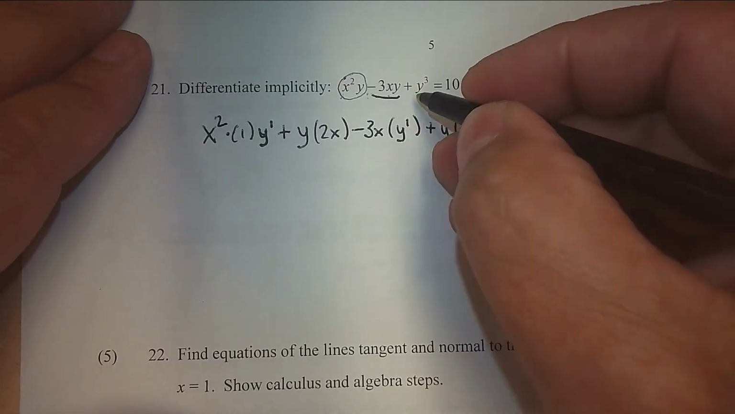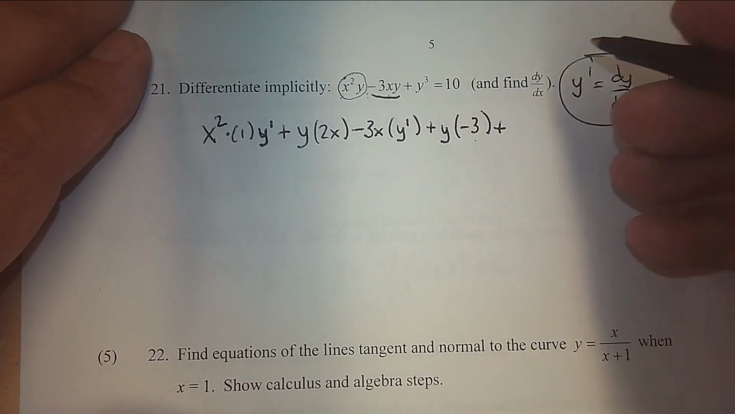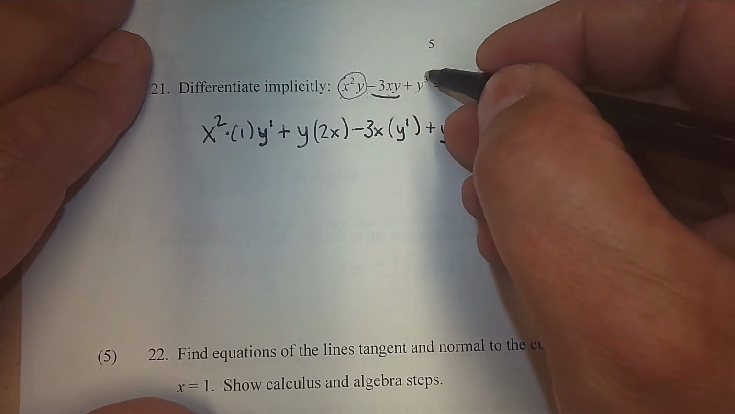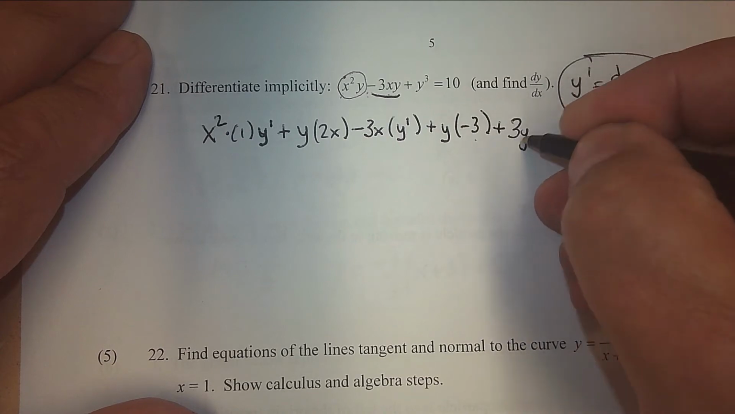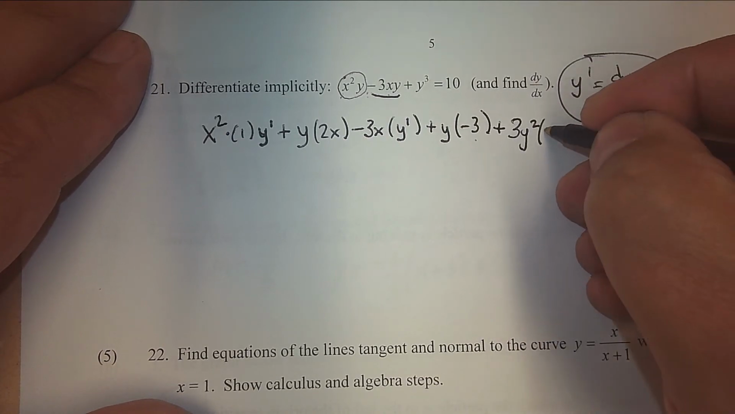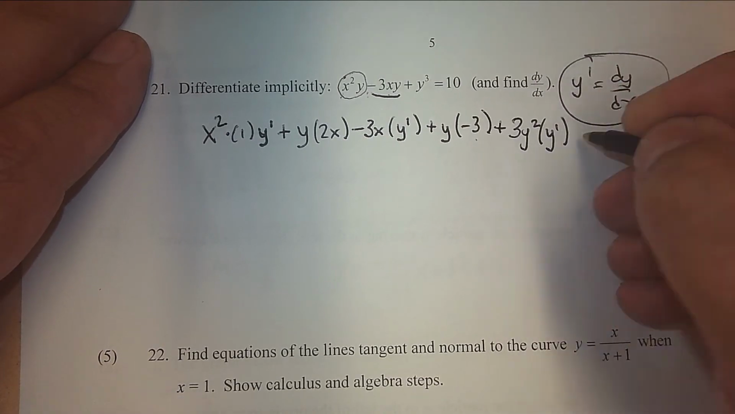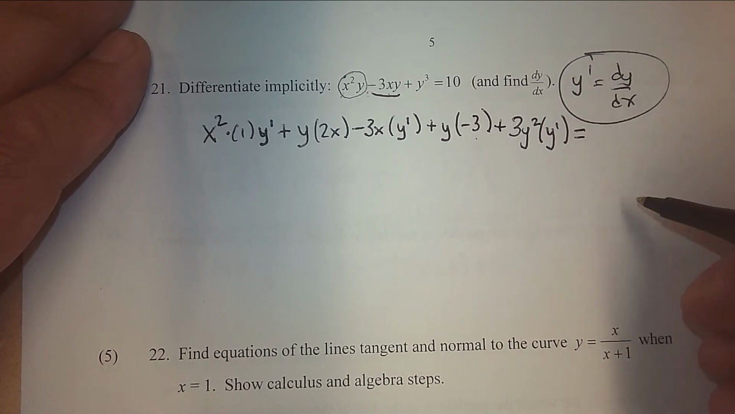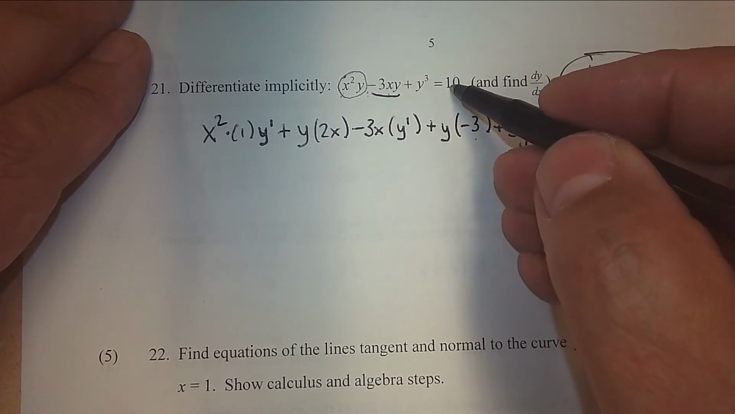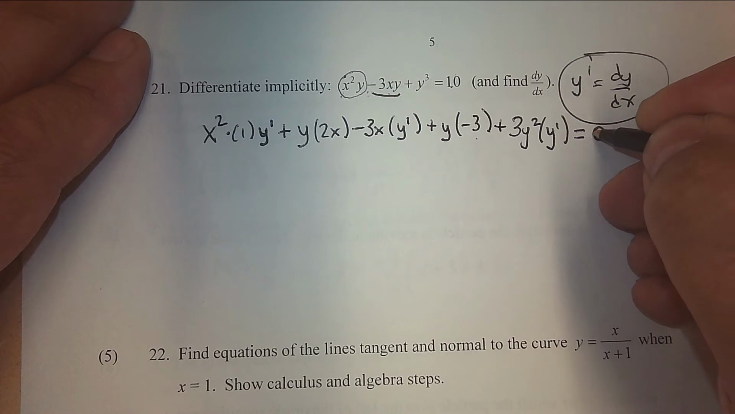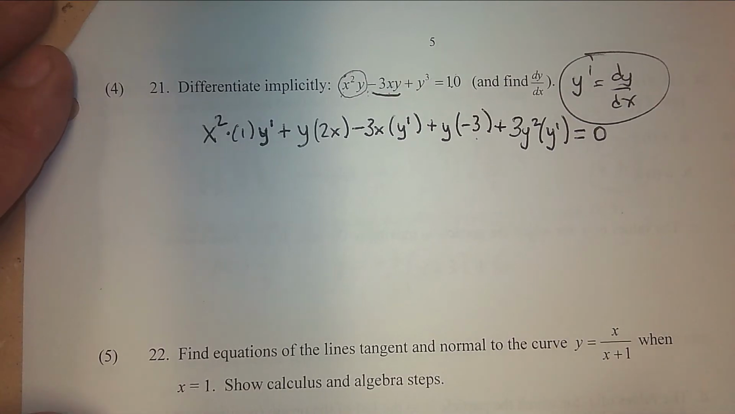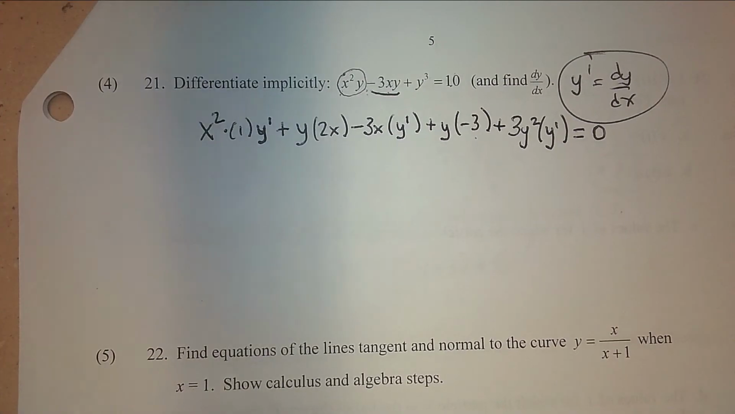Next, y cubed, no product rule, just the power rule. 3 times a 1 in front, subtract the exponent, and then because we took the derivative of y, it needs y prime. I'm losing space here. And then the derivative of 10, any constant, is just 0. That's step 1, a big step.